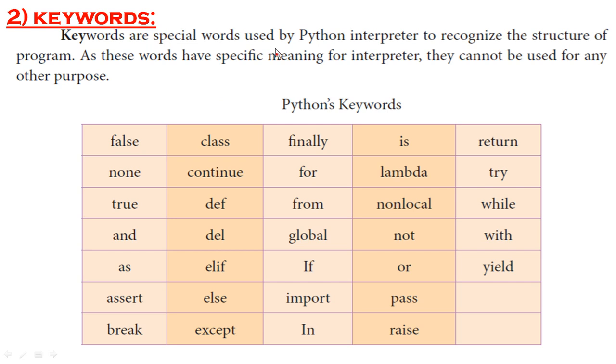Keywords are special words used by the Python interpreter to recognize the structure of the program. As these words have specific meaning for the interpreter, they cannot be used for any other purpose. Some of the Python keywords are False, class, continue, if, or, pass, while, as, break, and so on.